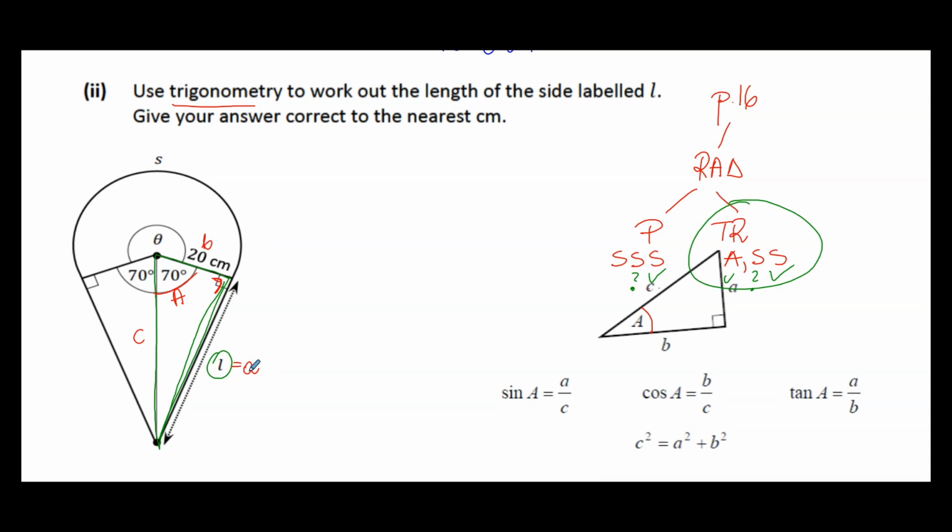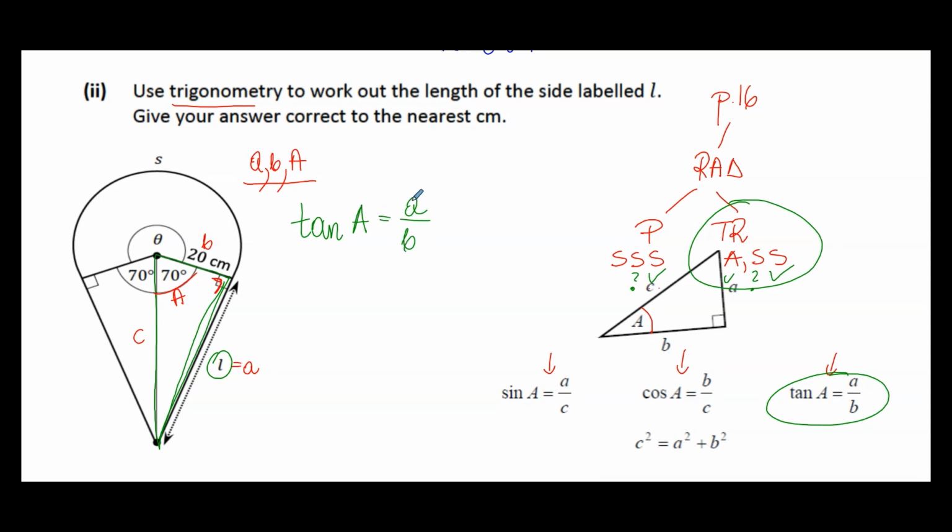Now, what am I looking for? L. So in my formula, I need to have small a. I have small b. I have capital A. There is no point in choosing a formula that has C because I don't have C. So then I'm looking at these three letters. Which of those three formulas has these three letters? Have a look. And yes, spot on. This is the one that has our letters. So it's tan we're going to use. We write the formula down. We are showing that we know which formula to use.